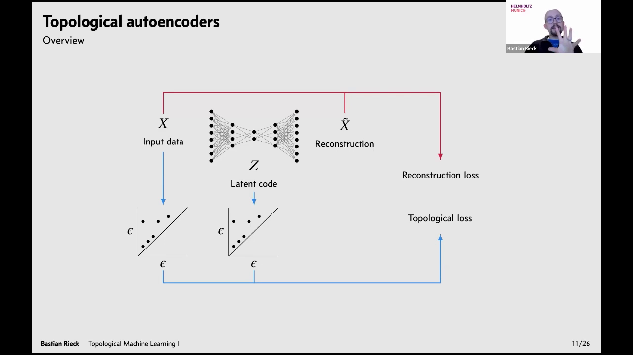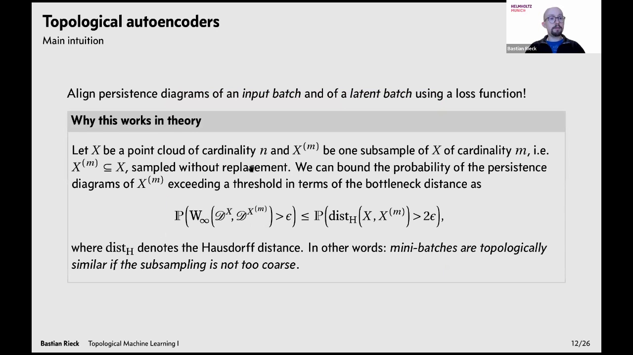You can also see that we didn't really specify what type of architecture we're using. We can add this to any type of architecture. And let me show you why this works and why it's a good thing to do and what nice properties we can have for this. So the main intuition is that we align the persistence diagrams of an input batch and of a latent batch using a loss function.